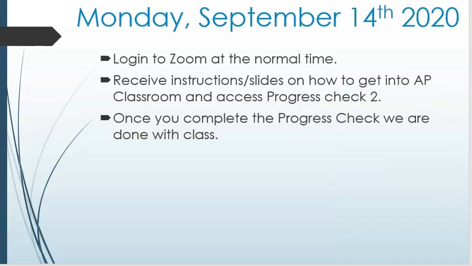All right. So Monday, September 14th. Log into Zoom, normal time, everything like that. I'm going to give you some quick instructions on how to do stuff. I'm going to put up a slide that'll have the code and the link and all that stuff to get into AP Classroom. Most of you are already in there, so you don't have to worry, but there's a few of you who aren't. And then you're going to work on Progress Check 2. It's going to be multiple choice, and it's going to be one FRQ. Once you do both of those, they'll be live, then they'll close. You are good to go.